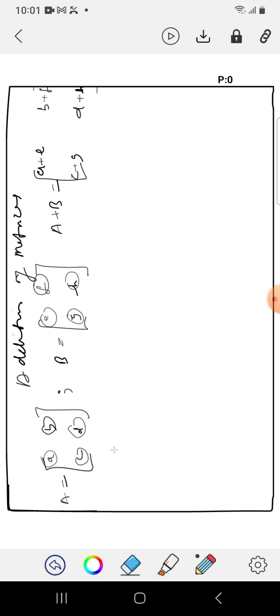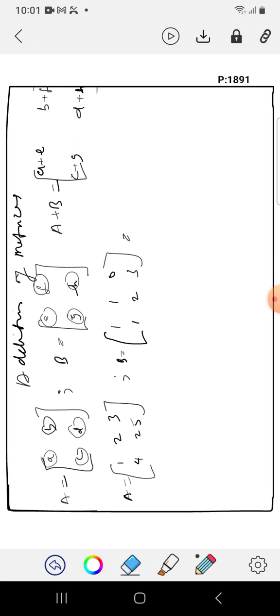For instance, let's put numbers into this one. So this is A, let's say it's 1, 2, 3, 4, 2, 5. And then this is B, which is 1, 1, 0, 1, 2, 3. Then you can say A plus B equals, of course, you can start adding the items in there.